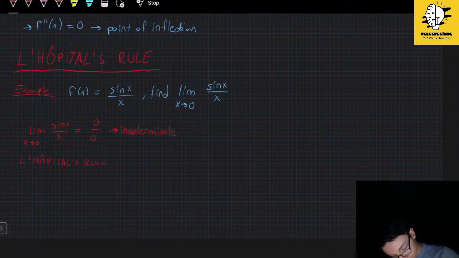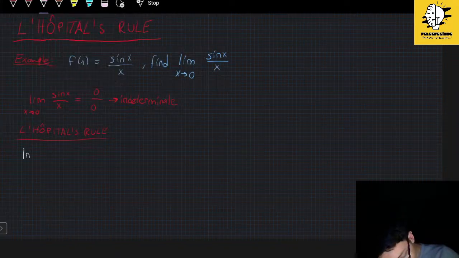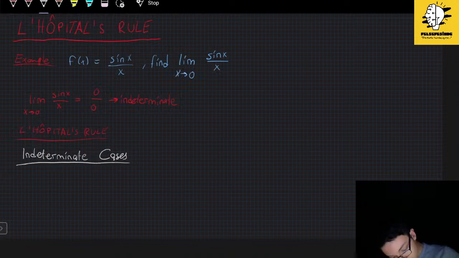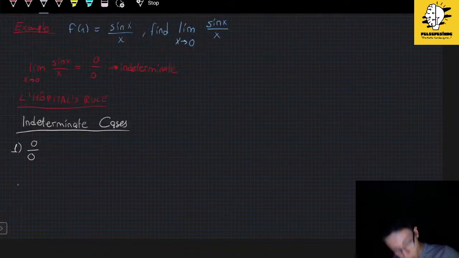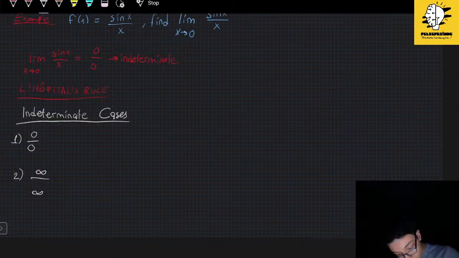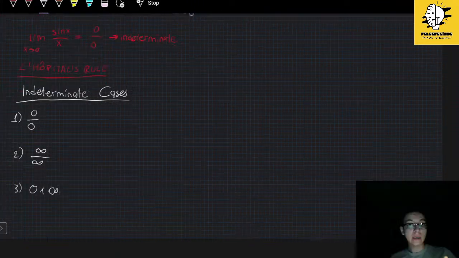He said there are indeterminate cases, okay? Indeterminate cases. What are they? If you are solving a limit question, and you came across a situation like 0 over 0, or infinity over infinity, or 0 times infinity, this means that you have an indeterminate case.